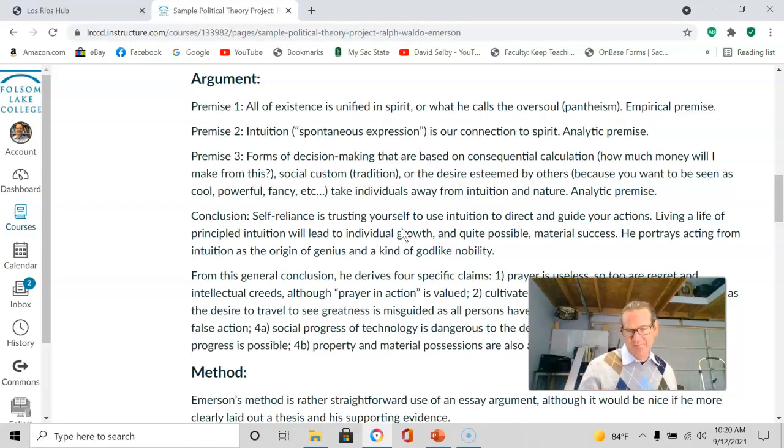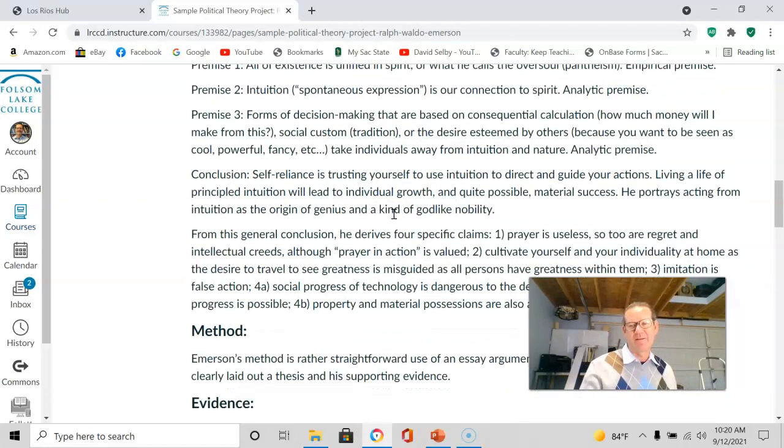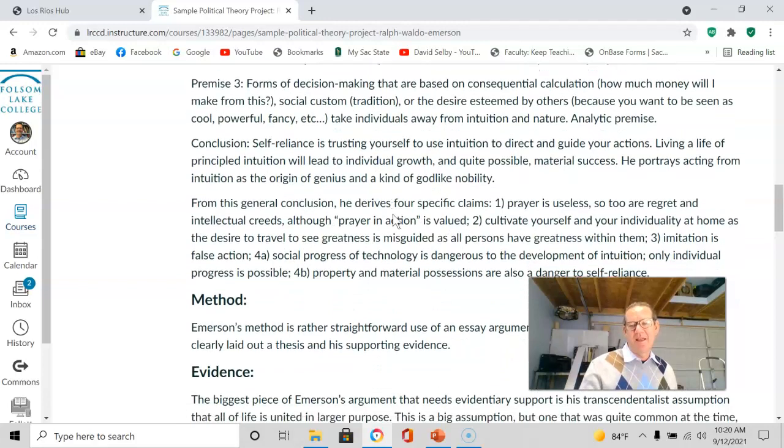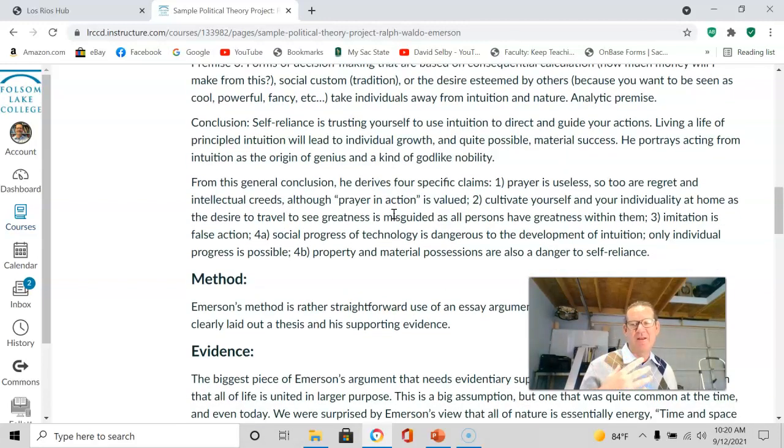And then the general conclusion that he draws is that self-reliance is trusting yourself to use intuition to direct and guide your actions. Living a life of principled intuition, he calls this putting principles into action. Very interesting. Living a life of principled intuition will lead to individual growth. And he seems to suggest there's a little bit of prosperity gospel in here, if you will, material success. He portrays acting from intuition as the origin of genius.